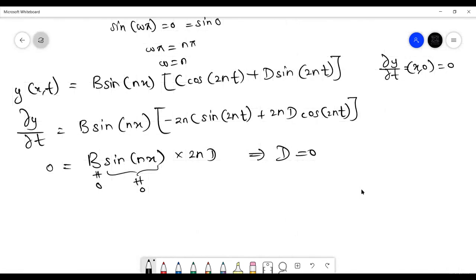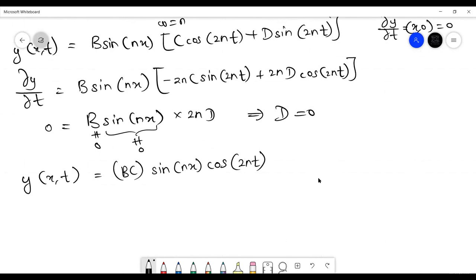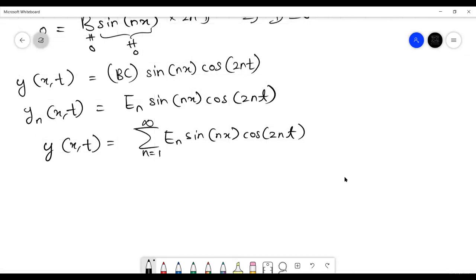So we know y(x, t) becomes now BC sin nx cos 2nt. In terms of BC, I'll write E, and each time you change n, you will get a new value for y. So y can be written as E_n sin nx cos 2nt. So the entire y(x, t) would be the sum from n = 1 to infinity of E_n sin nx cos 2nt. As n changes, we get so many values, and the sum of those values would be our final solution, right?